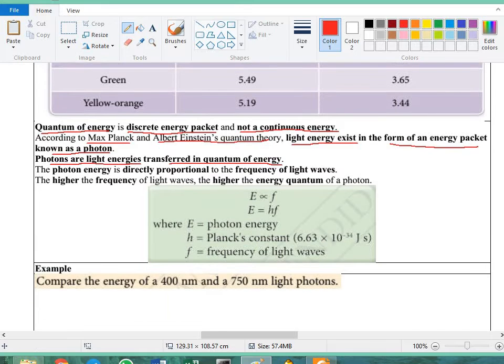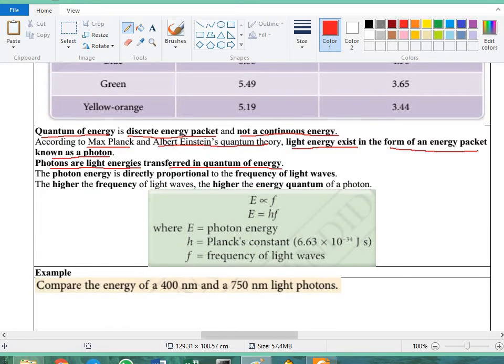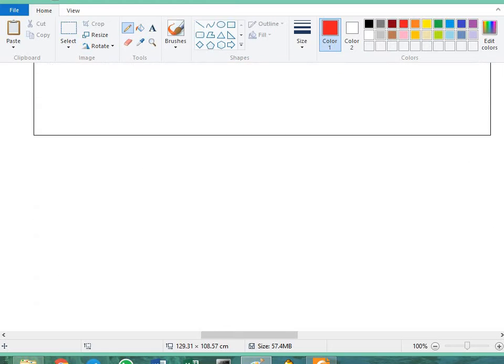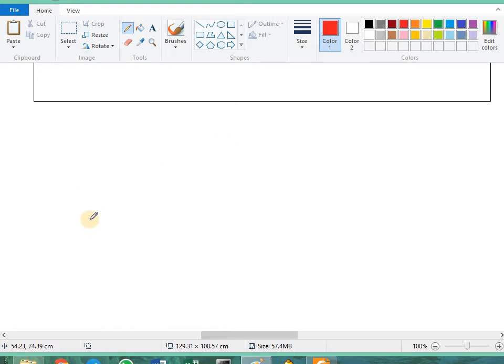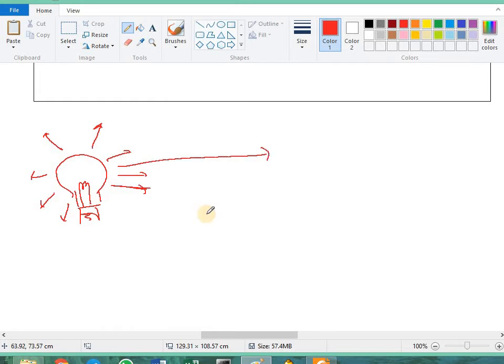Okay, it's a discrete amount of energy. So basically, when we have light, let's say a bulb, when the bulb lights up, you have light. That means light energy is being transferred, emitted out.